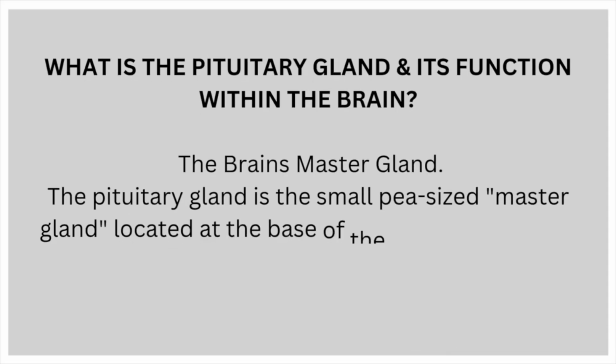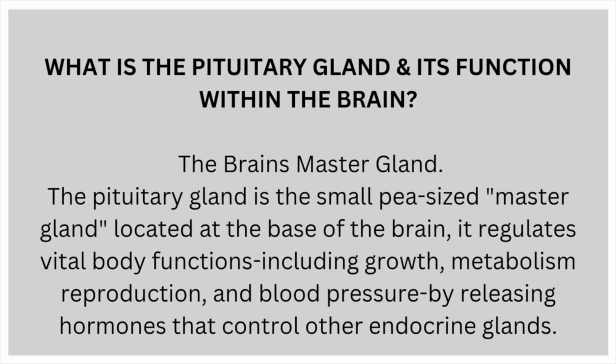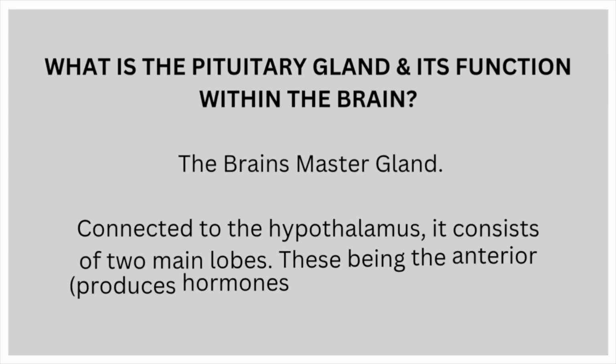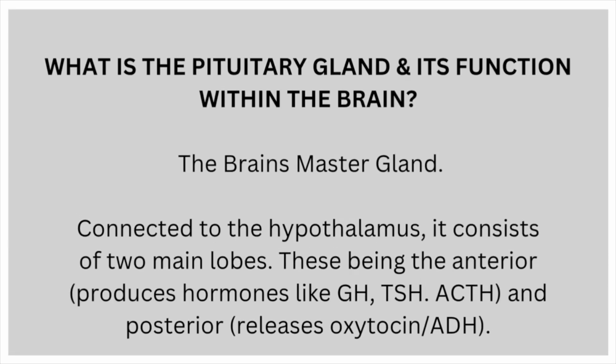The brain's master gland. The pituitary gland is a small pea-sized master gland located at the base of the brain. It regulates vital bodily functions including growth, metabolism, reproduction and blood pressure by releasing hormones that control other endocrine glands. Connected to the hypothalamus, it consists of two main lobes, these being the anterior and the posterior. It produces hormones like these listed here.